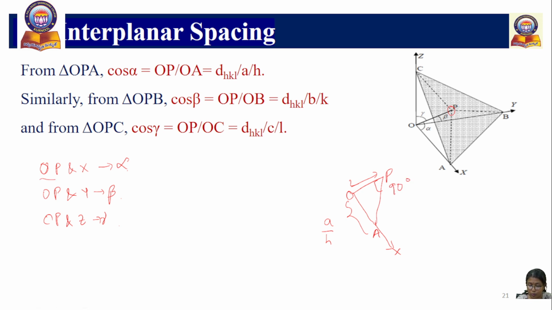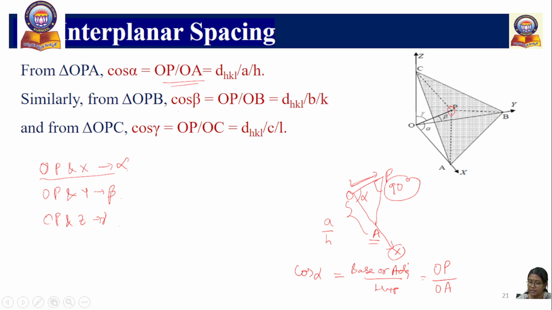What is the angle between OP and X? This is X only, right? OA. So this angle is alpha. So what will be the cos alpha value? Cos alpha we know is base by hypotenuse. Some people say adjacent also, base or adjacent by hypotenuse. So who is the base for alpha? OP is the base. Who is the hypotenuse? Opposite of 90 degrees, OA. So OP by OA.